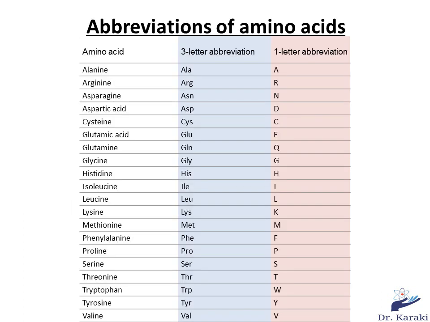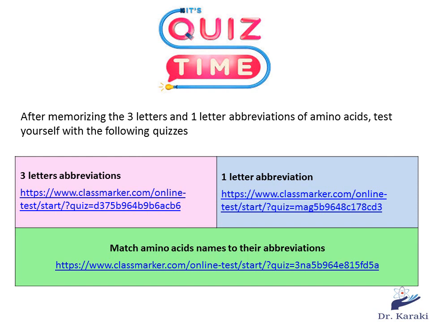This slide contains the abbreviation list of the 20 amino acids. You can pause the video to memorize them. Now it's quiz time. After memorizing the 3 letter and 1 letter abbreviations of amino acids, test yourself with the following quizzes.